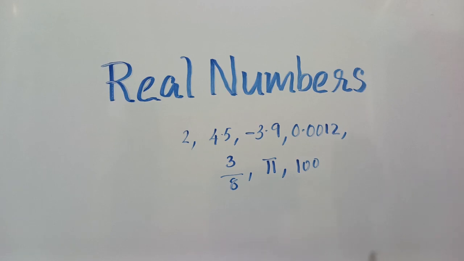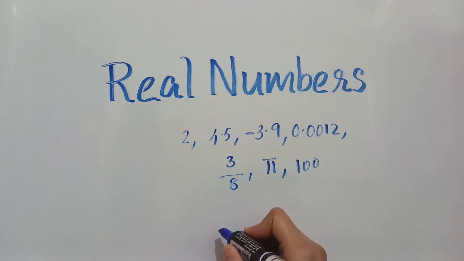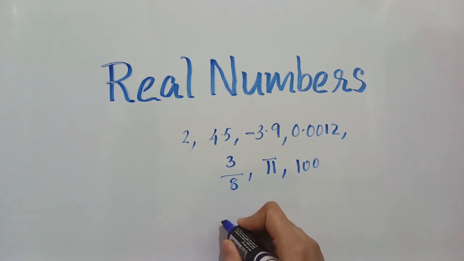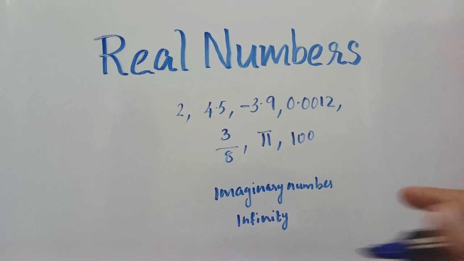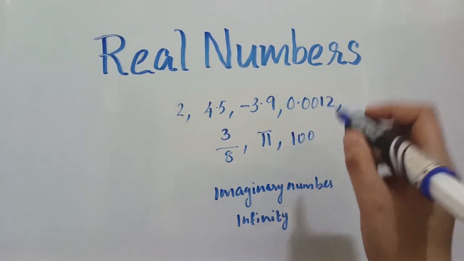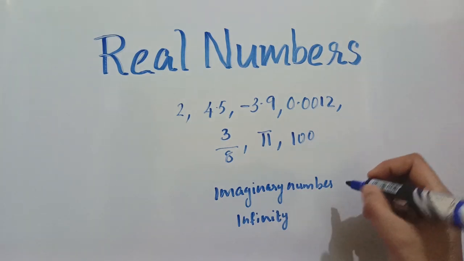Then you may wonder what is a real number? Any number you can think of is a real number. So you may wonder what is not a real number? The numbers which are imaginary numbers or infinity are not real numbers. These two are not real numbers. All other numbers are called real numbers.